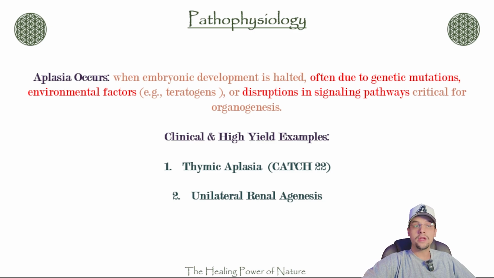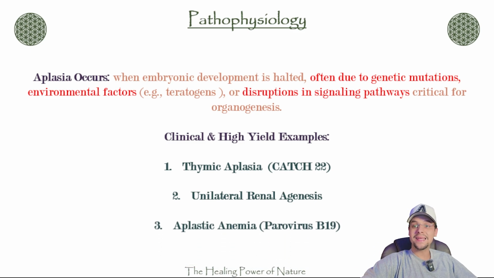Second, unilateral renal agenesis, meaning without creation. Unilateral renal agenesis means one kidney fails to form during development. The body usually compensates with the remaining kidney growing larger. Clinical features: they're often asymptomatic, but there is compensatory hypertrophy of the remaining kidney. So commonly, there is a bigger kidney on the other side.